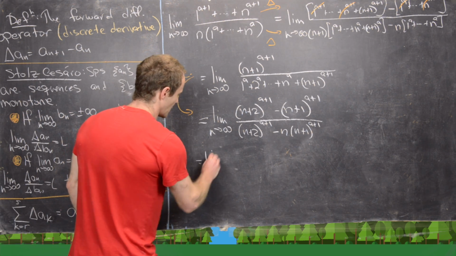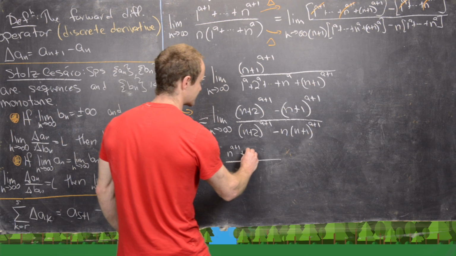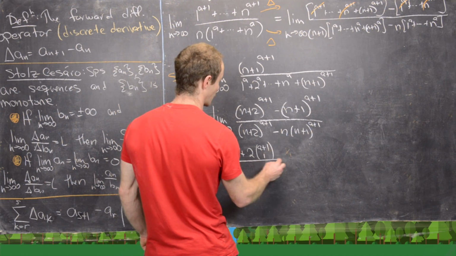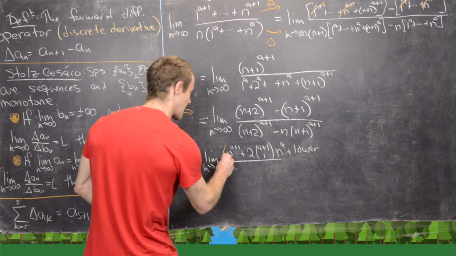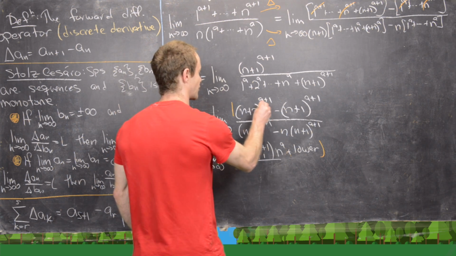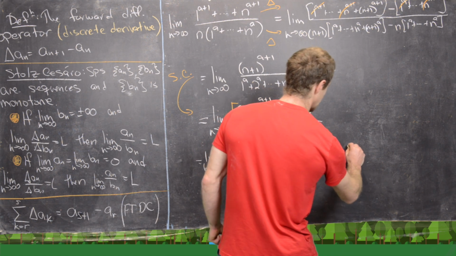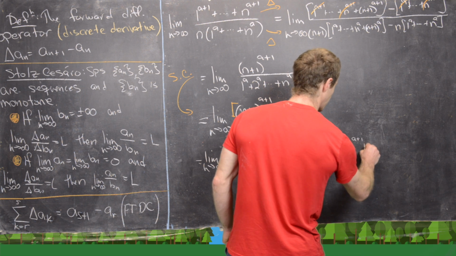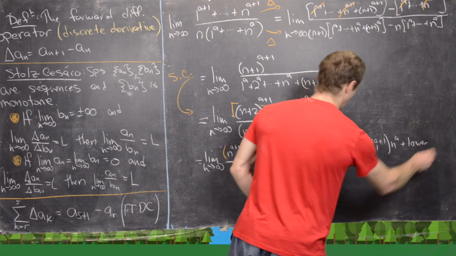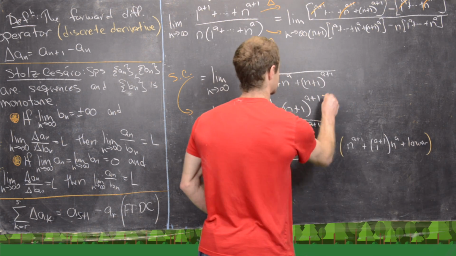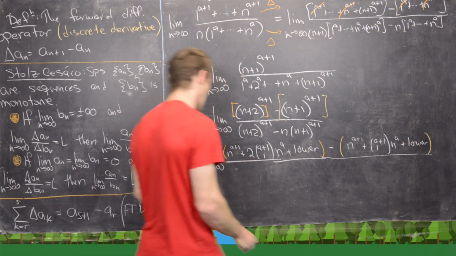So in the numerator, we're going to have the limit as n goes to infinity, and then we're going to have n to the a plus 1 plus 2, a plus 1 choose 1, n to the a plus lower. So again, that is going to be this first term right here. Great. And then notice the second term will have minus n to the a plus 1 plus a plus 1 choose 1 n to the a plus lower. And that is going to be this second term. Okay, good. And then let's go ahead and see what we have in the denominator.